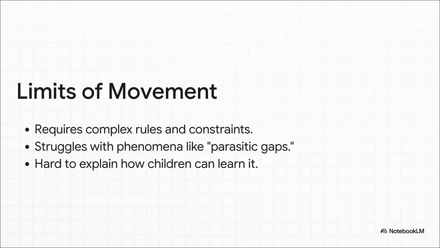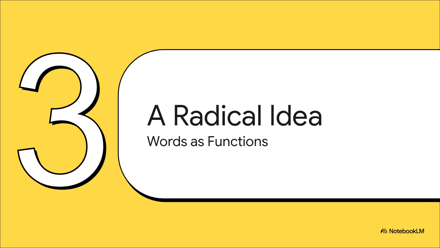Now, this is a pretty powerful idea for sure, but it comes with a lot of baggage. You end up with this huge, growing list of rules and special conditions just to control what can move where. It gets incredibly complicated. And it raises this one really big question. How on earth could a child learn a system this complex, with all these hidden movements and abstract rules, just from listening to adults talk? It seems unlikely. And this brings us to a totally different and frankly much simpler way of looking at things.